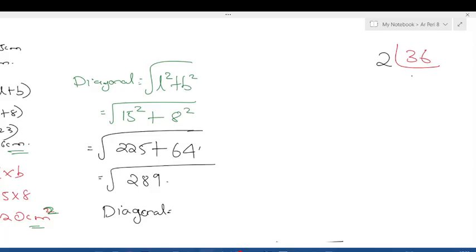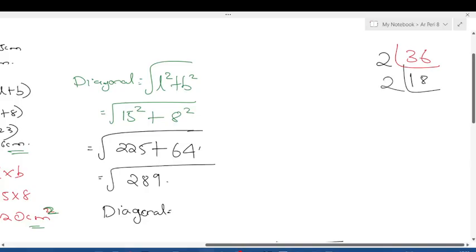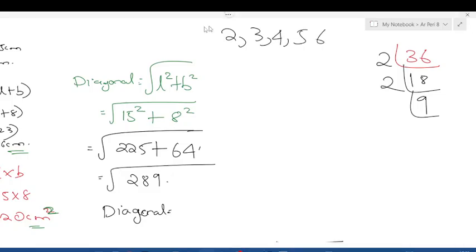Not 16. Divide it properly, students. 18. Try the next one. Again, start with 2. 2 into 9. Yes, continue after 2. See, once you get 9, is 2 divisible by 9? No. Then which is the other number you have to take? 3. You have to go in order. Start with 2, 3, 4, 5, 6, like this.